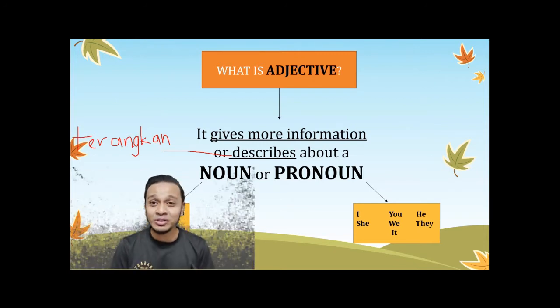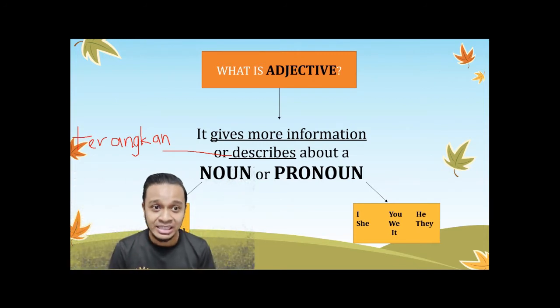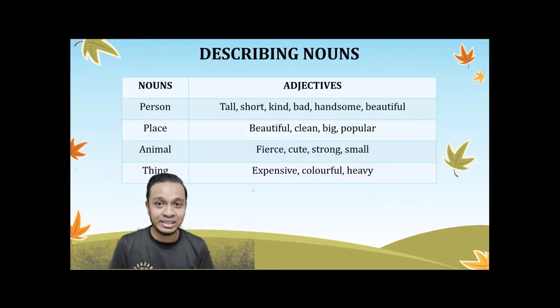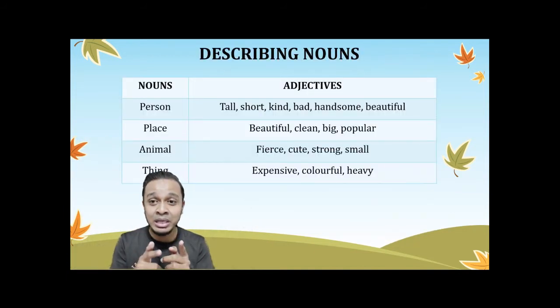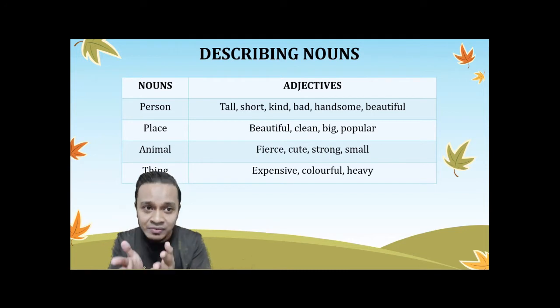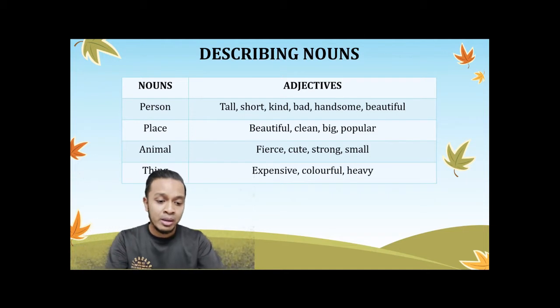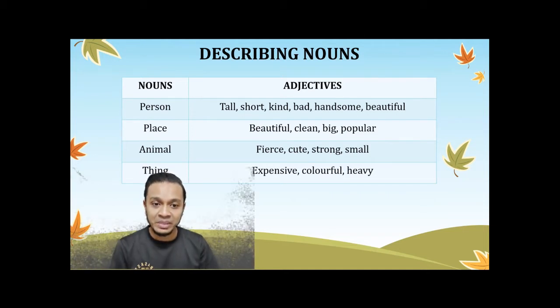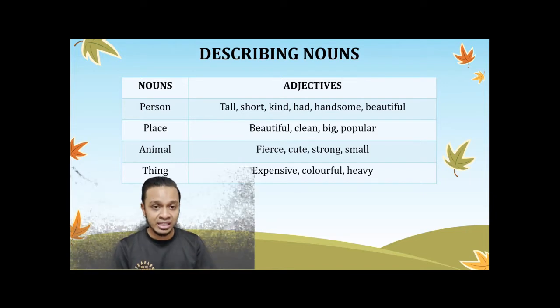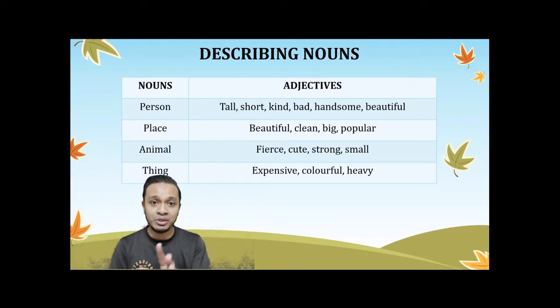So now we move on to the second slide. Adjective describing nouns. Now, remember describing, right? Describing, menerangkan. So now we are going to see how adjectives describe nouns. So now here we have nouns for person, and then we have place, we have animal, and we have thing. So now these are the adjectives for person. Okay, we take one example. For example, Zaidi.